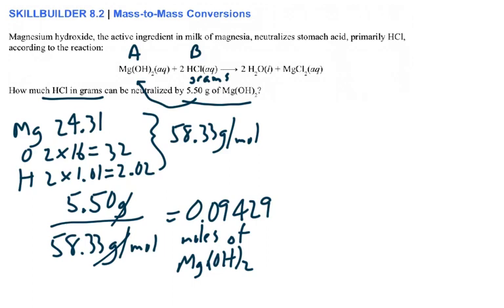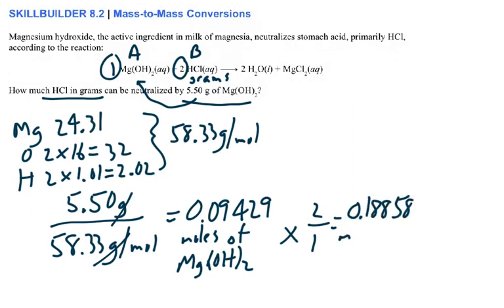Now we're ready to cross the bridge. Our next step is to multiply by the mole ratio, which is B over A. In this case, it's 2 over 1. So when you multiply by the mole ratio, you get 0.18858, and that's going to be moles of B. B is HCl. What we need to do now is go from moles of HCl to grams of HCl. So we need to find the molar mass of HCl.